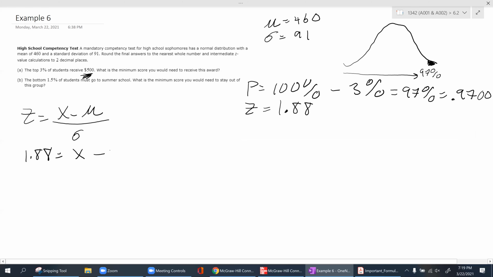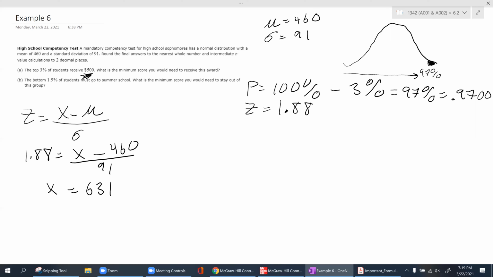What was it doing? Oh, my mean, 460 over 91, right? I'll let you go ahead and solve that. And what I end up getting as a whole number would be 631. That is my x value, meaning that is the lowest score you would have to get so you can receive the $500, all right?